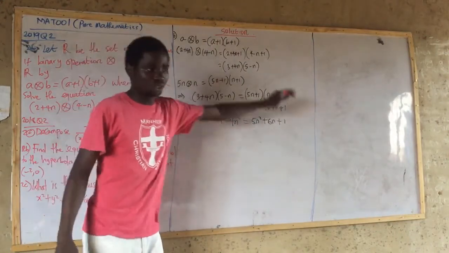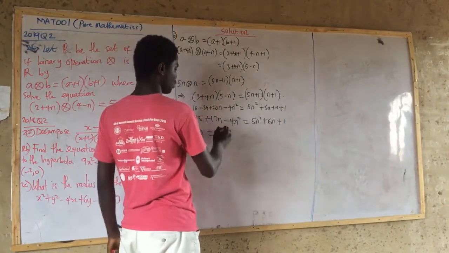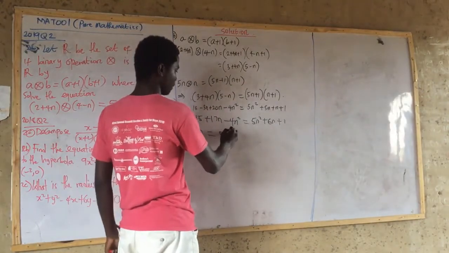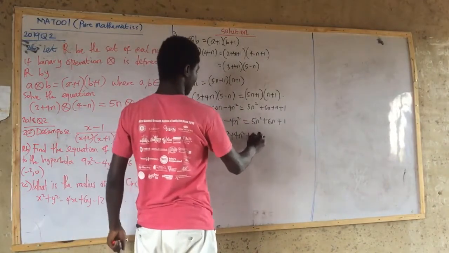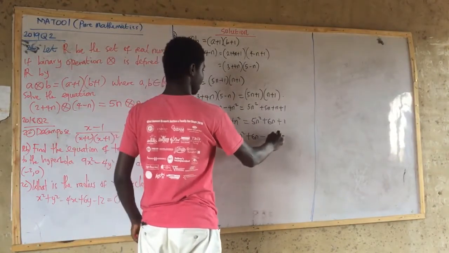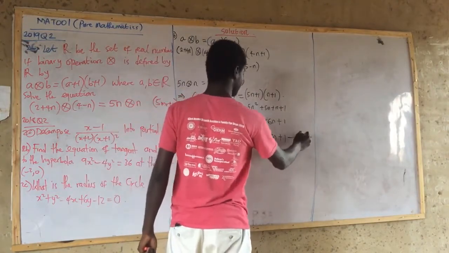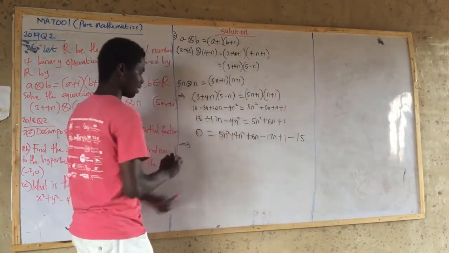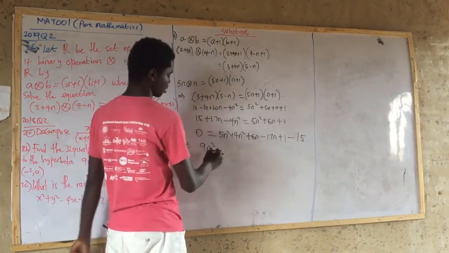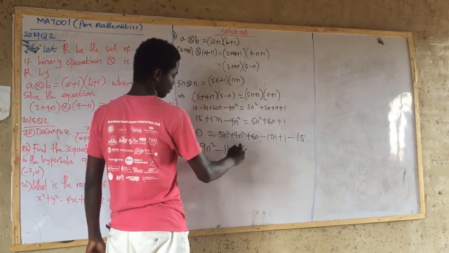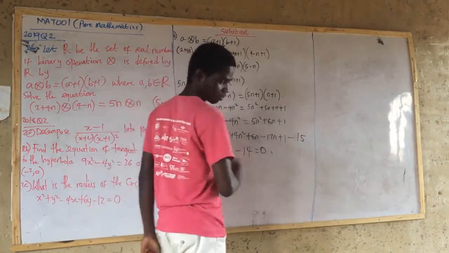Bring everything to the other side, so nothing will be left there. You will be left with 0. 5n squared plus 4n squared, that's what you have. You have 6n minus 17n plus 1. Then bring this one here as well, minus 15. So I will rewrite very well. This is 9n raised to the power 2. 6 minus 17 is minus 11n. Then minus 14 equal to 0.